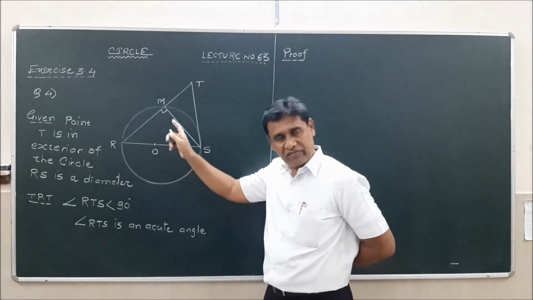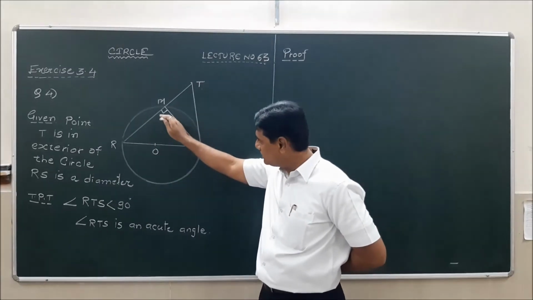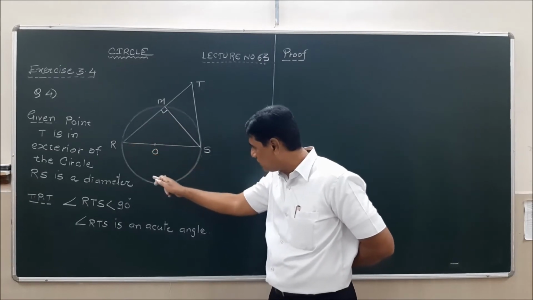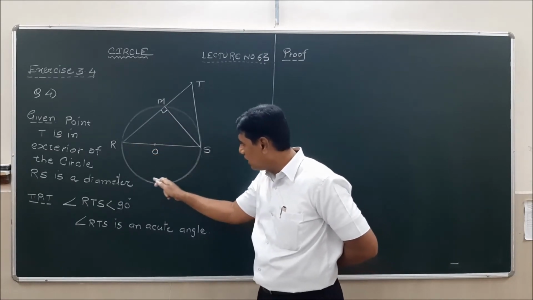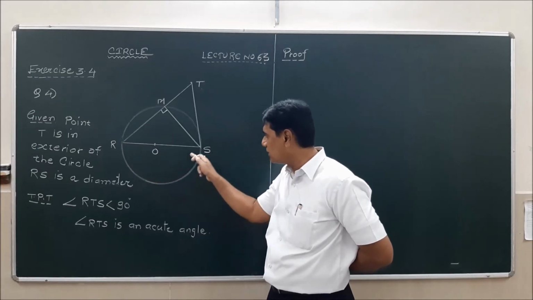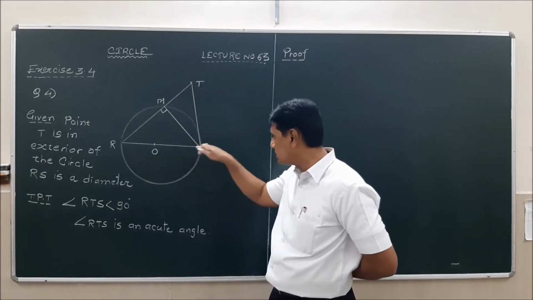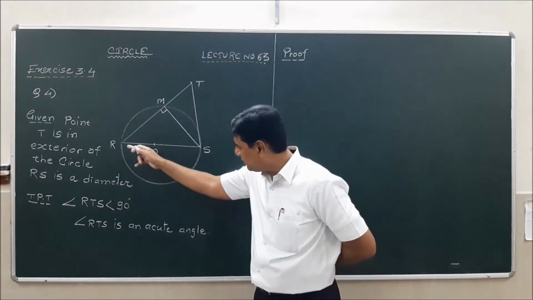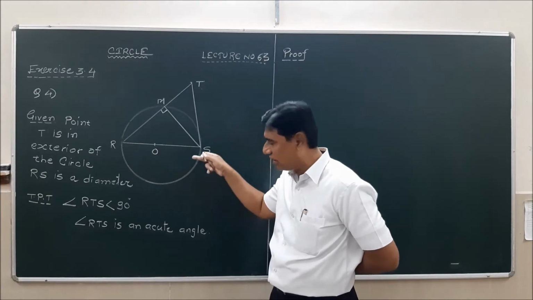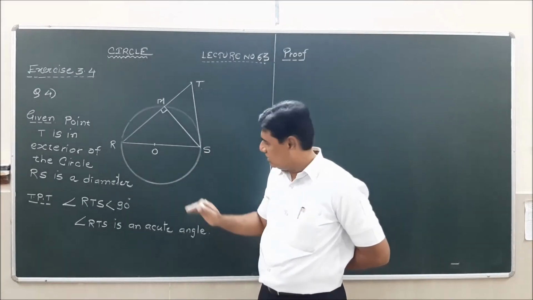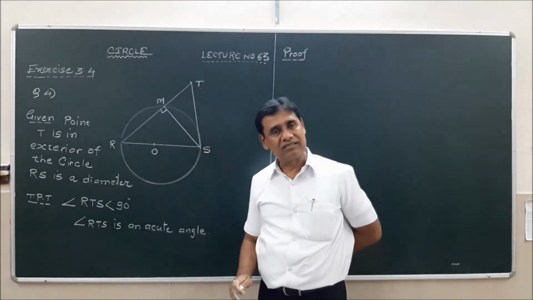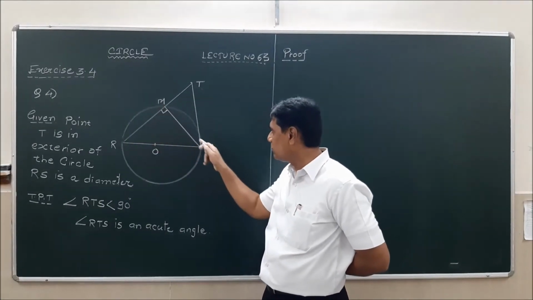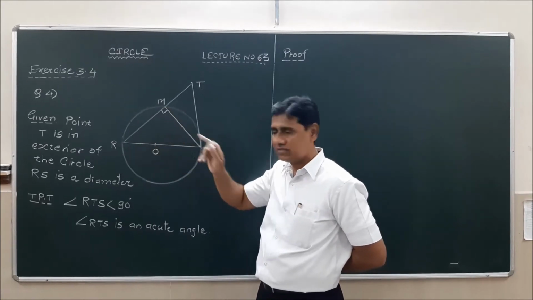And you will find if it is lying on the arc, then this angle is an inscribed angle which has intersected this arc RS. RS is a semicircle because RS is a diameter. And if it is a semicircle, then what is the measure of arc RS? 180. Half of 180 will give us 90. Therefore, the angle subtended by a diameter is always 90.